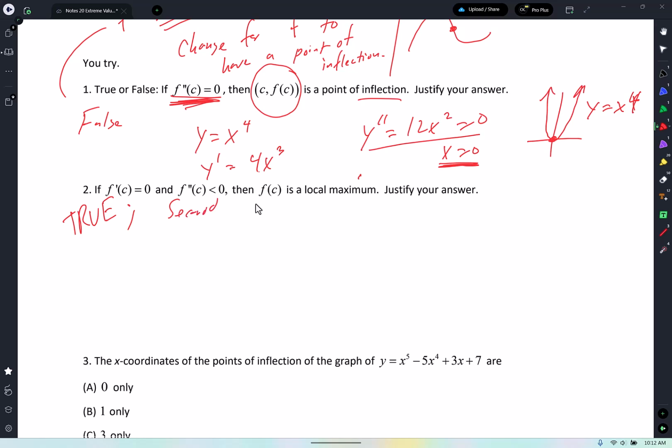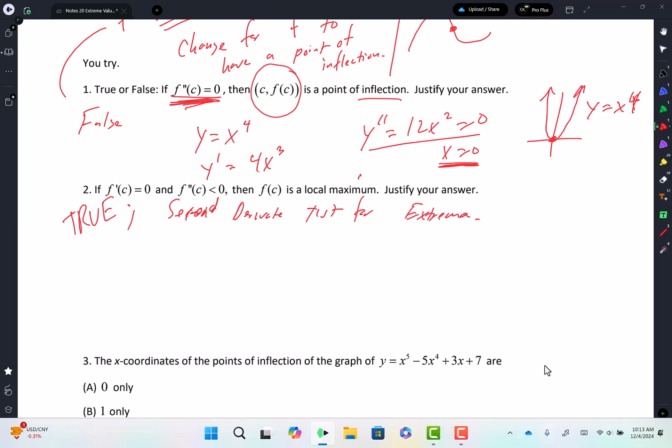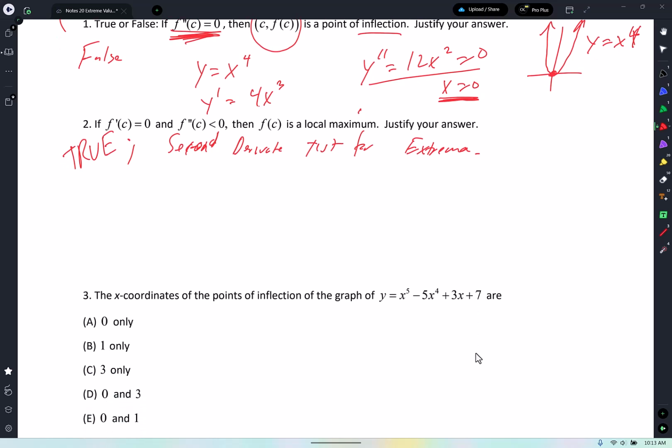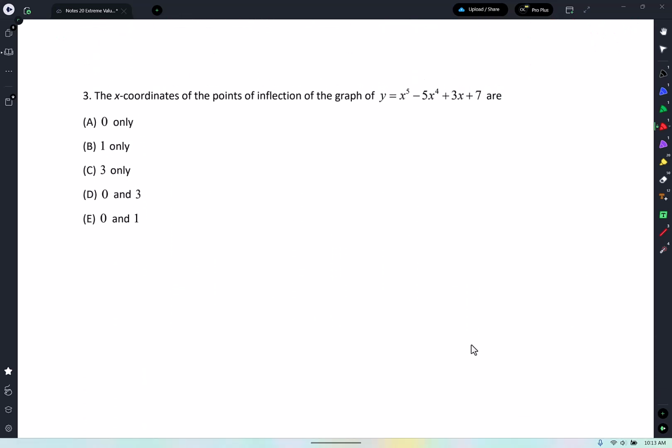Second derivative test for extrema. Extrema is just Latin for extreme, max and mins. Are we still okay, guys? All right, look, we're almost done. Last one.